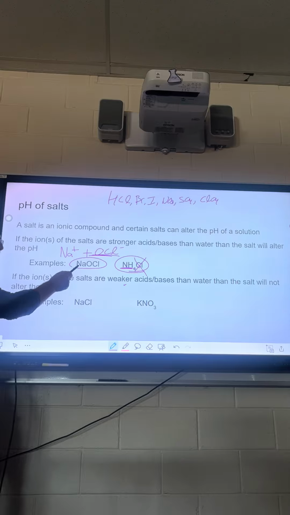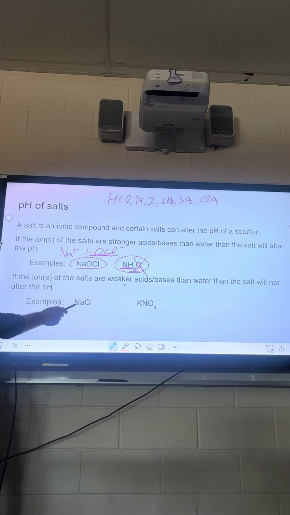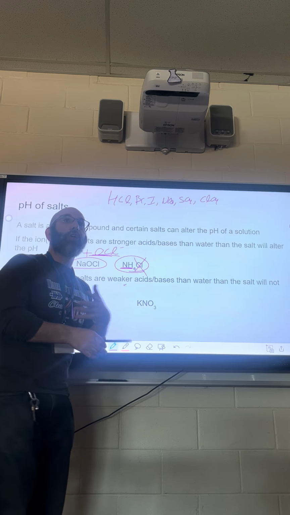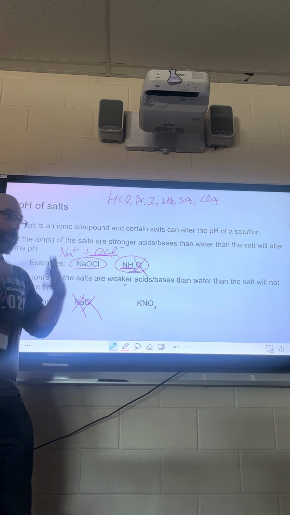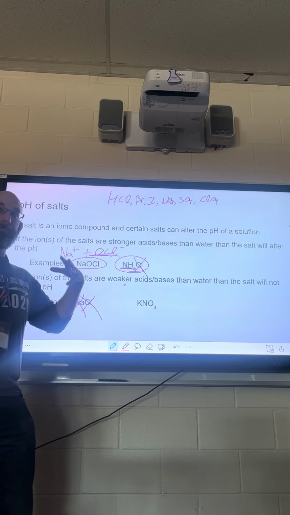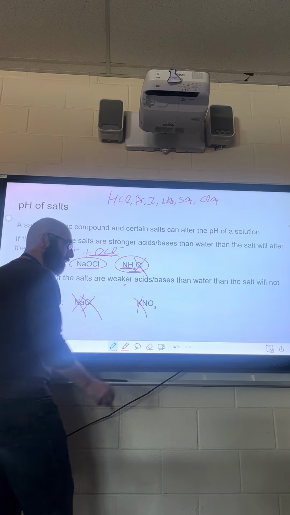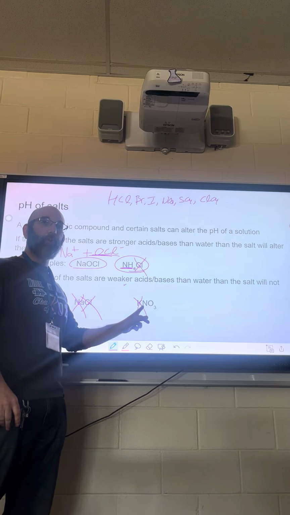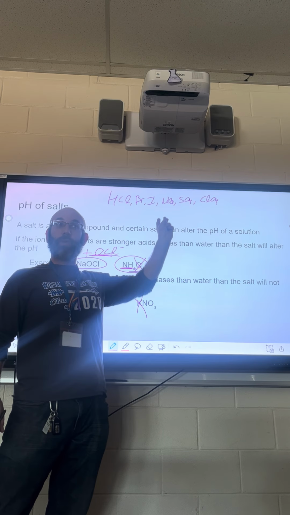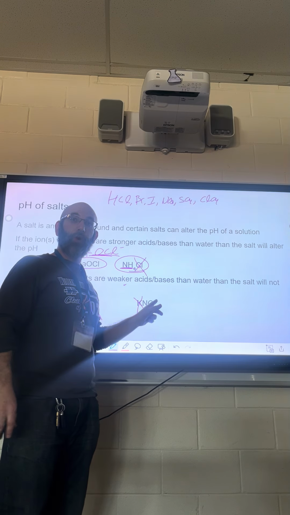We already said up top, guys, does sodium affect pH? No. Does chlorine affect pH? No. So sodium chloride should not change the pH. Potassium is another group 1 metal. Guys, group 1 metals never affect pH because they are conjugate acids of super strong bases. So K can't do anything. And what acid donates a nitrate ion? Nitric acid, which is one of your 6. So does this do anything to water? No.